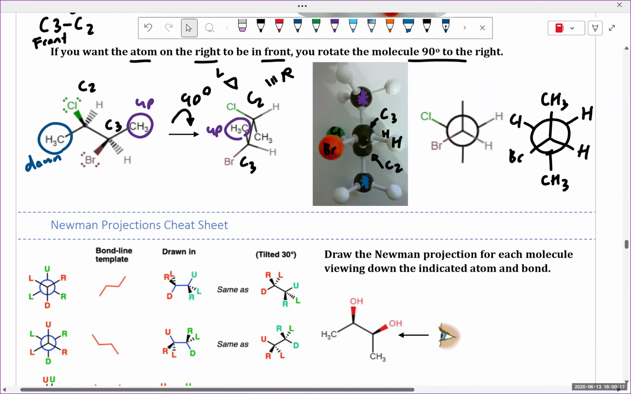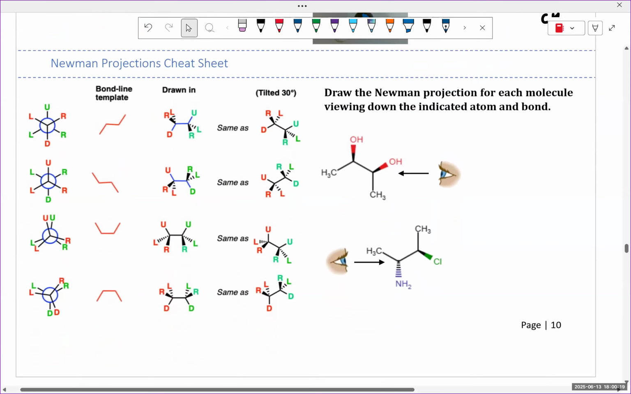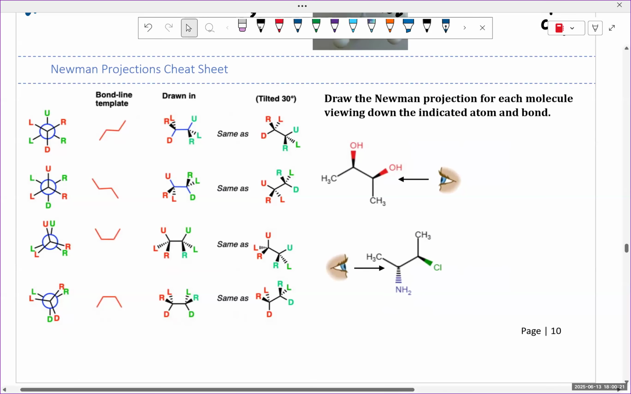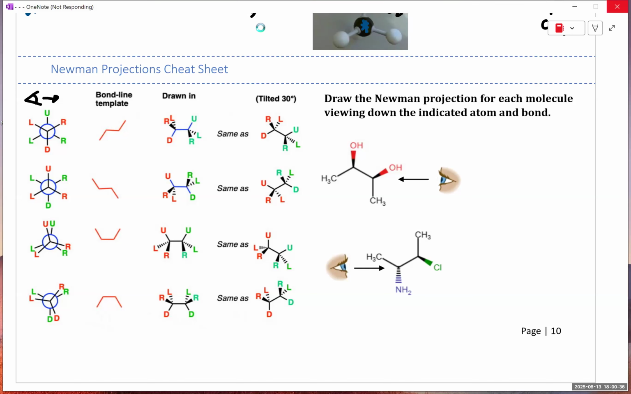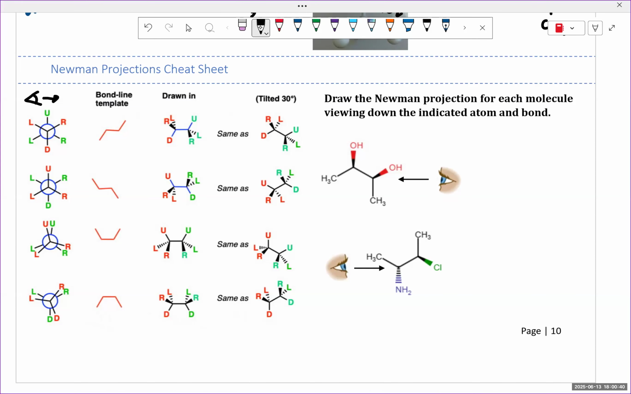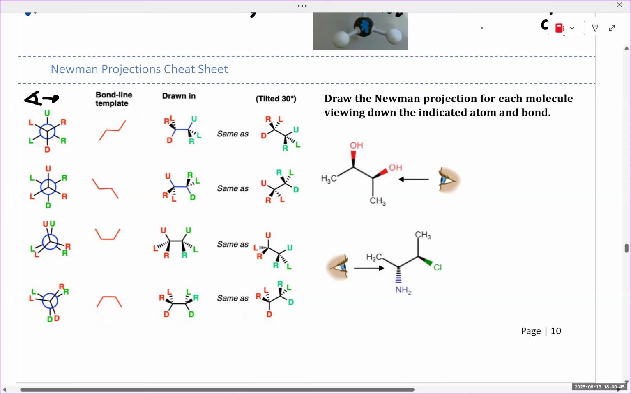Okay, so here's a cheat sheet. One thing that I'd like you to keep in mind for this cheat sheet is it assumes that you're looking at your molecule from the left to right perspective, that you're looking down the carbon on the left towards the carbon on the right. I would encourage you to reference this cheat sheet, but I would note the most definitive way to draw the Newman projection would be to make a model.